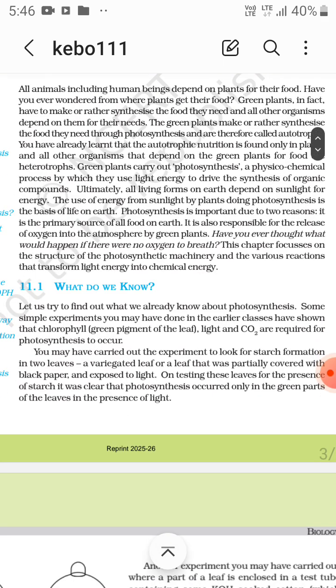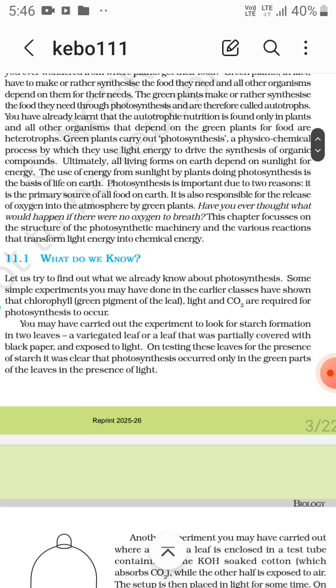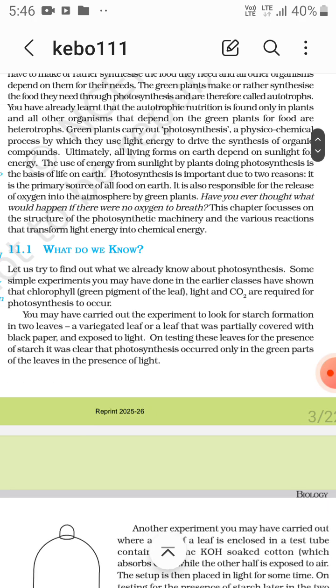So what do we know? Some simple experiments you may have done in the earlier classes have shown that chlorophyll, that is the green pigment of the leaf, light, and CO2 are required for photosynthesis to occur. Right?